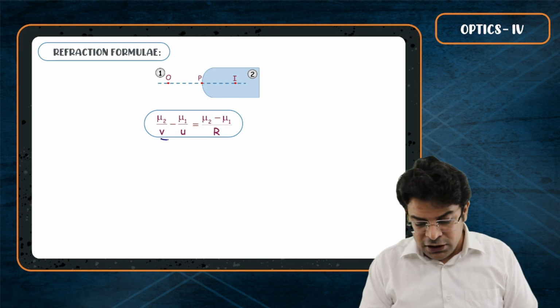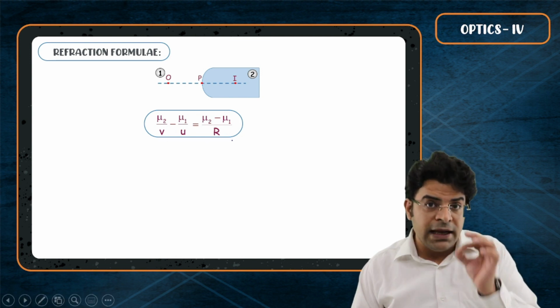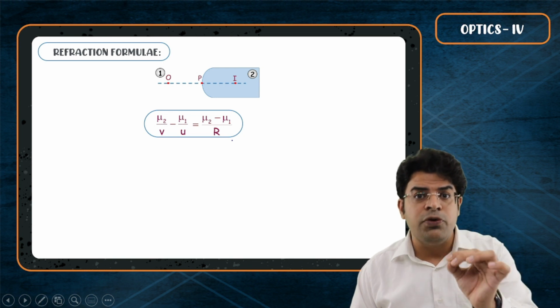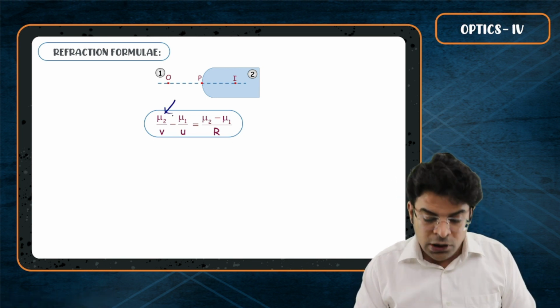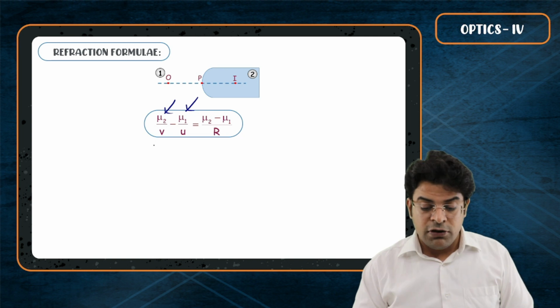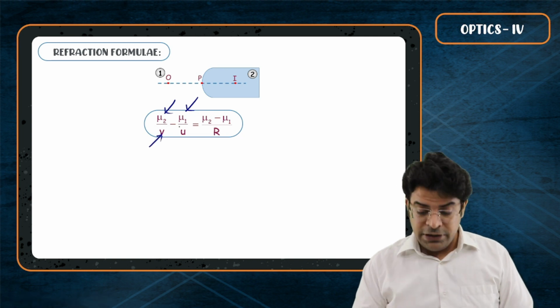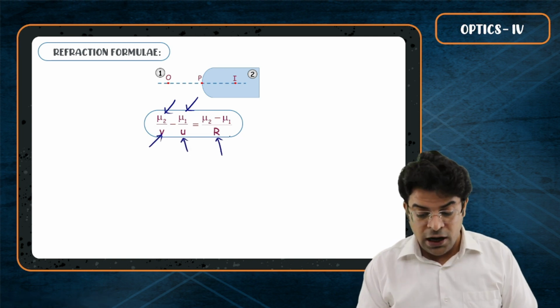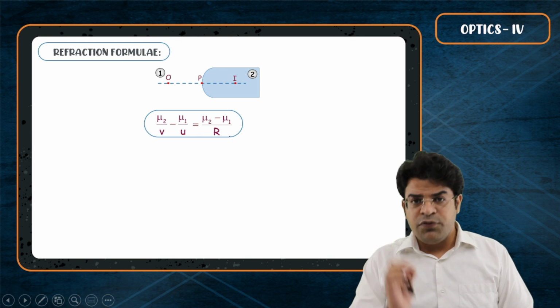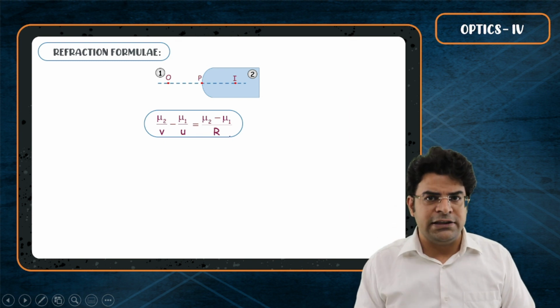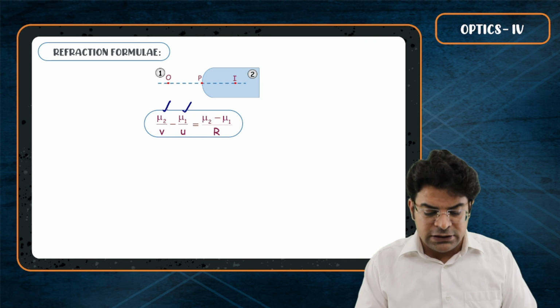And once you have mugged up this formula, then you need to understand very beautifully what is the meaning of mu2, what is the meaning of mu1, what is the meaning of V, what is the meaning of U, and what is the meaning of R. Now beta, first of all, we will talk about refractive indexes. What is the meaning of mu1, what is the meaning of mu2?